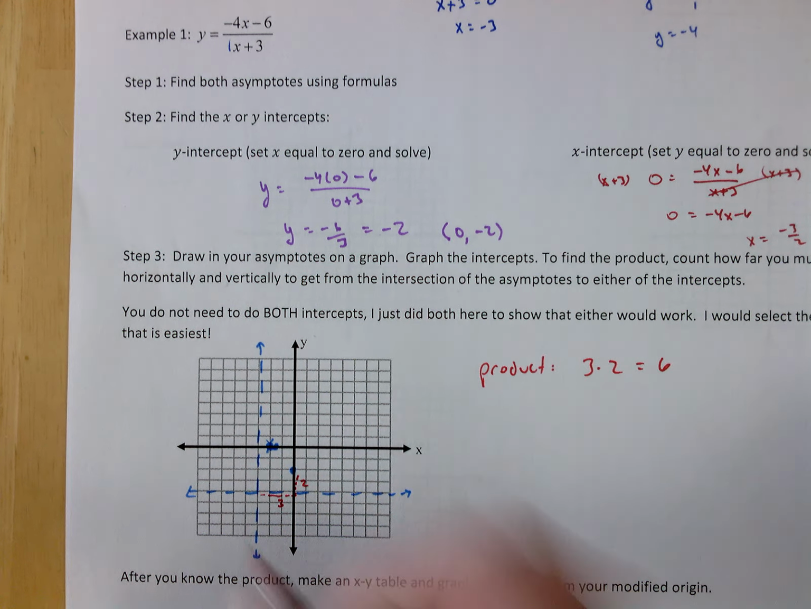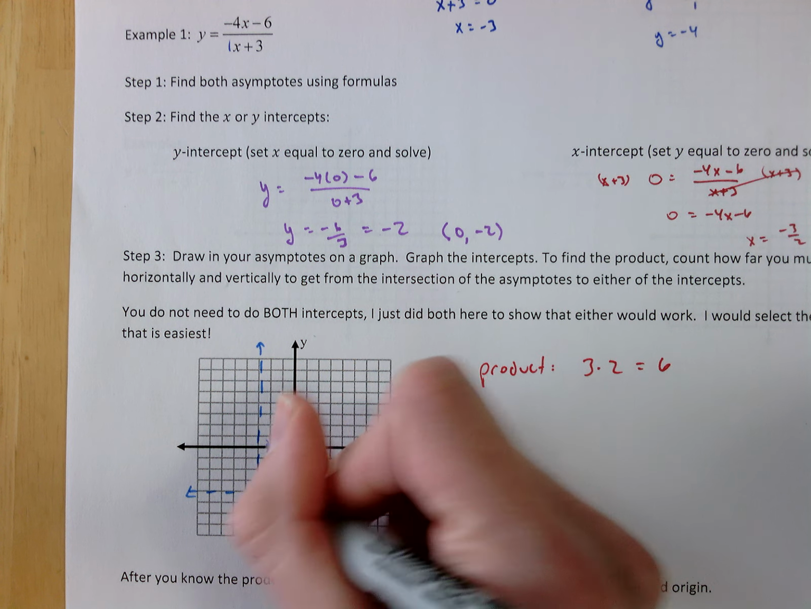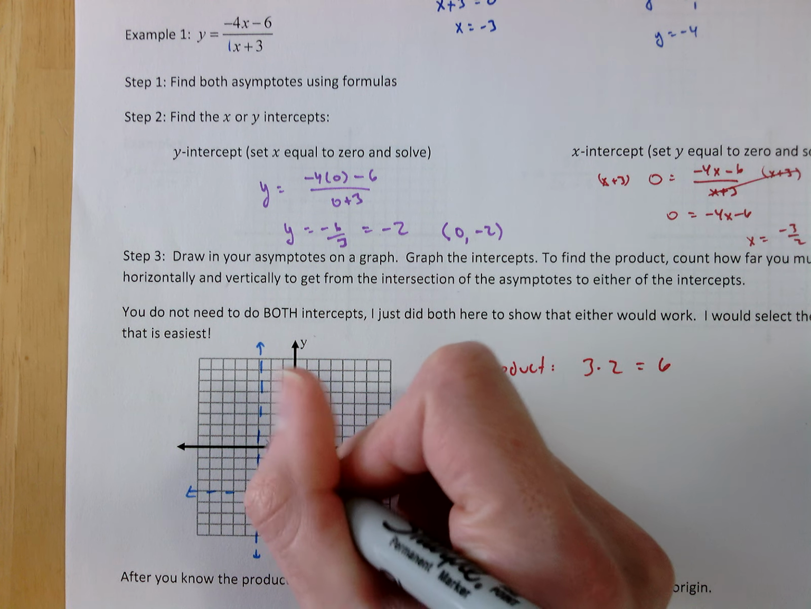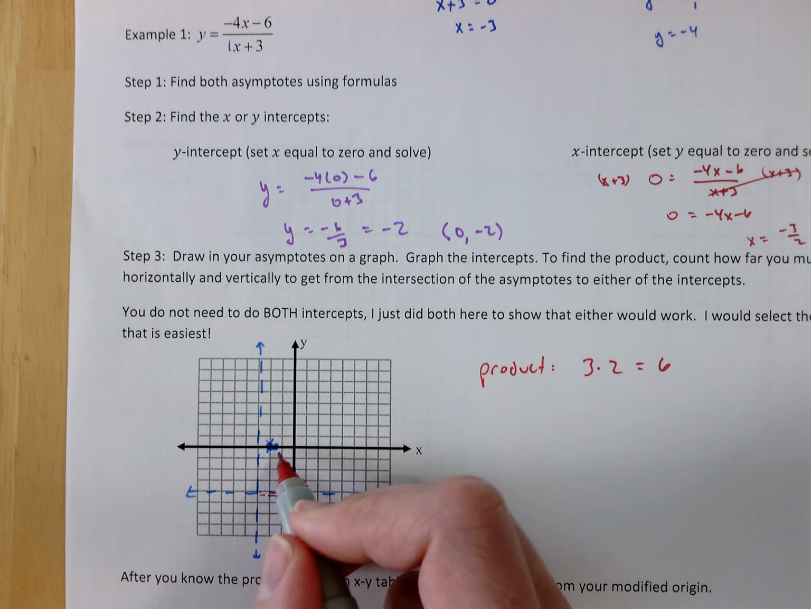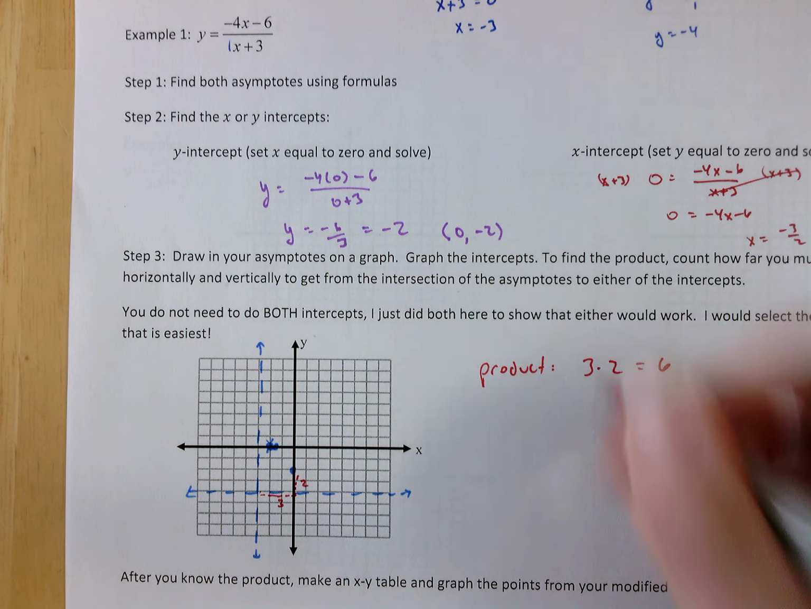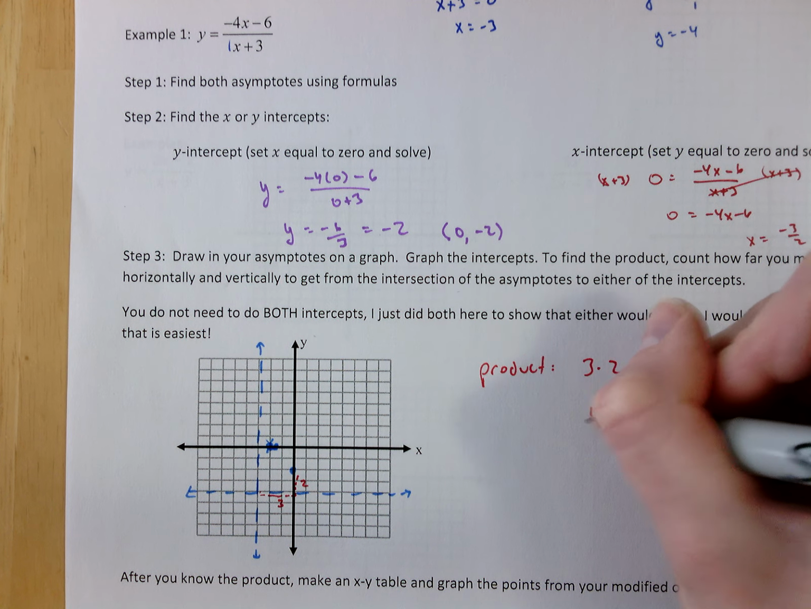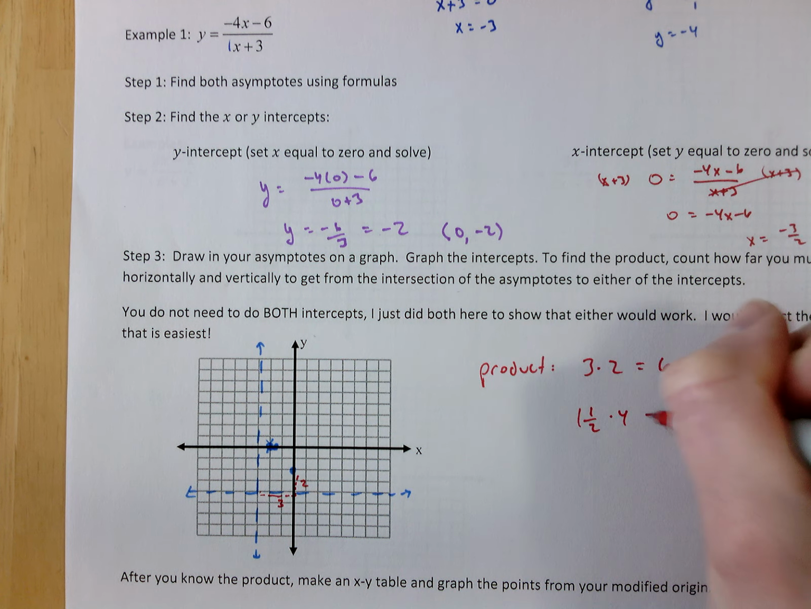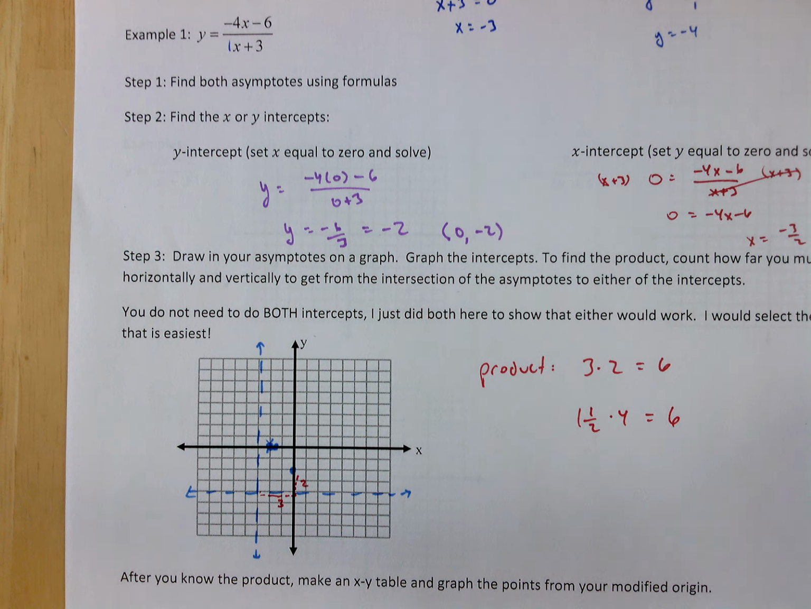Or alternatively, going to this point, I could have said, to go from here to there, I would go over 3/2 and up 1, 2, 3, 4. Or I'm sorry, over 1.5 and up 4. So 1.5 times 4, which is also 6. So either way, we get the same product.